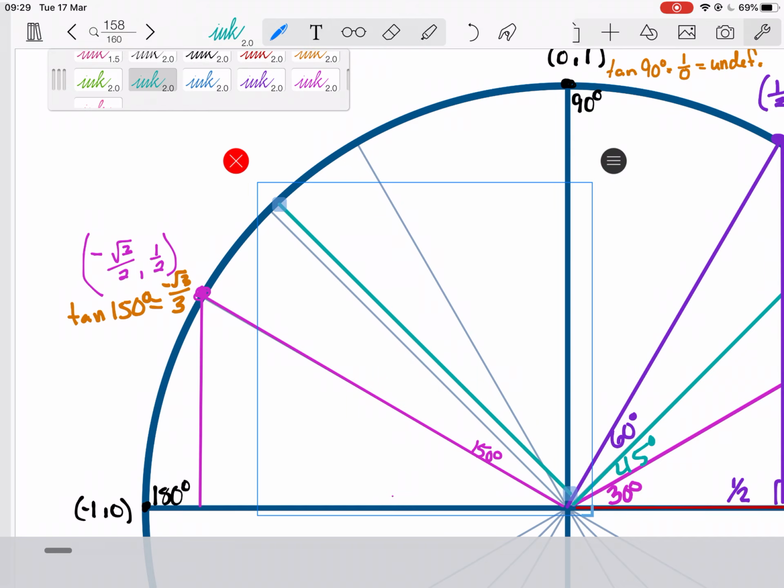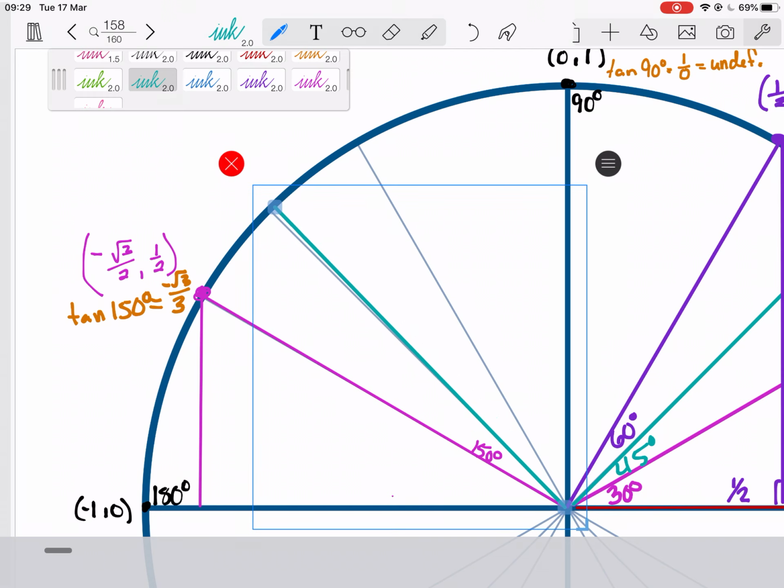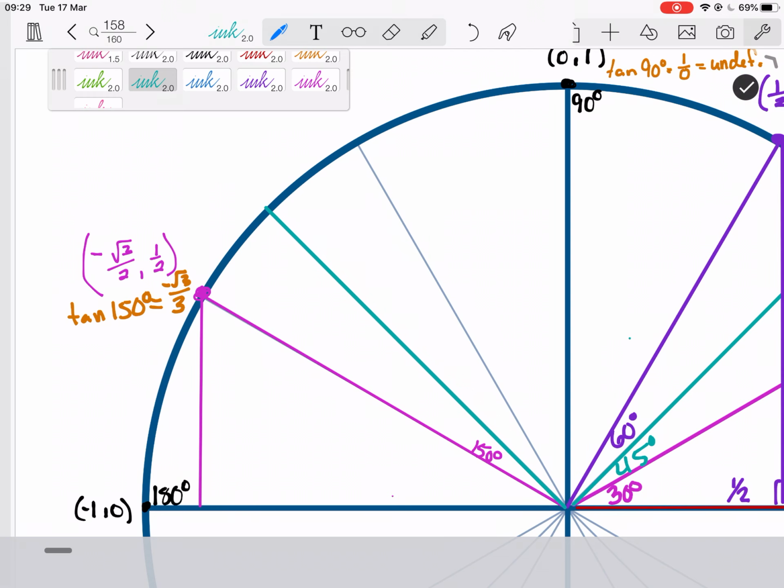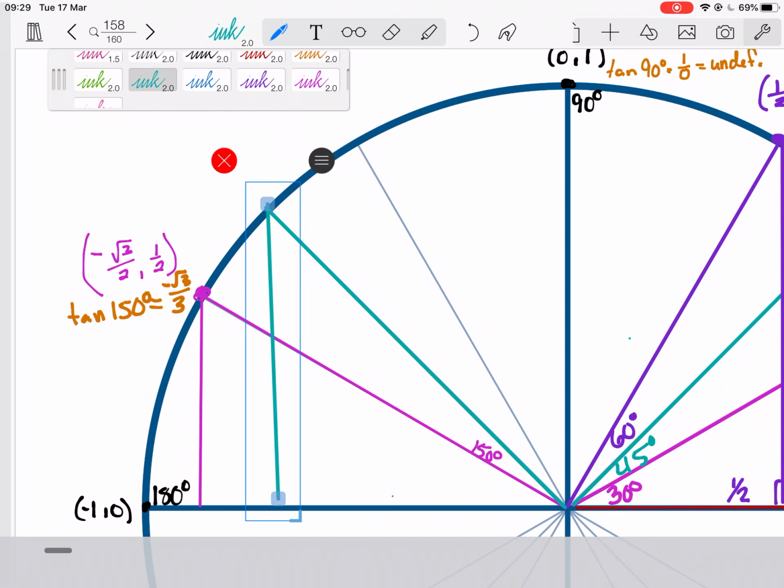I don't know why I'm not making very pretty lines. Here we go. Thank God for this app. Otherwise, all of my triangles would look like trash. Well, let's be honest.